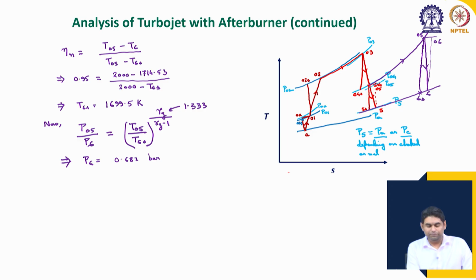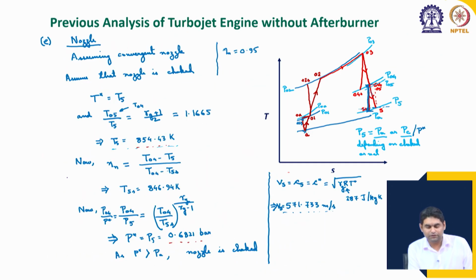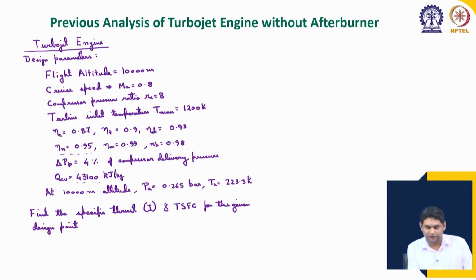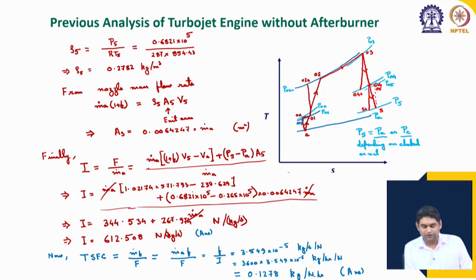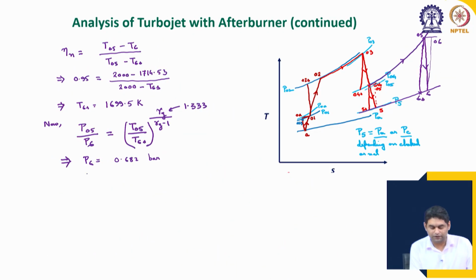How does it compare with PA? PA is given as 0.265 bar. So, our critical pressure is significantly higher than that. As P6 is greater than PA, P6 is the critical pressure, because we have assumed that the nozzle is choked. As P6 is greater than PA, our assumption of a choked nozzle is correct.